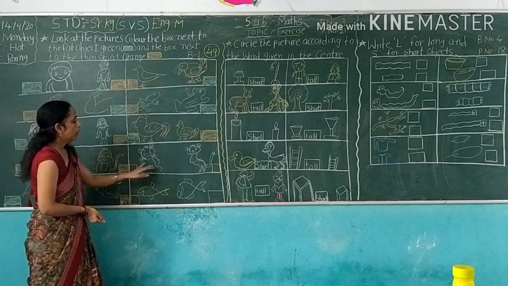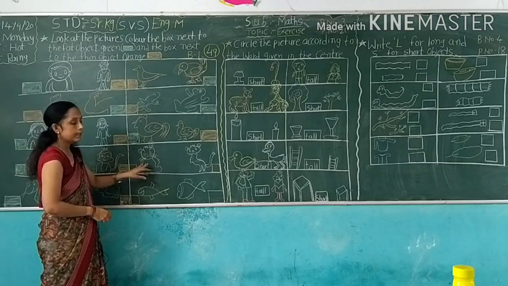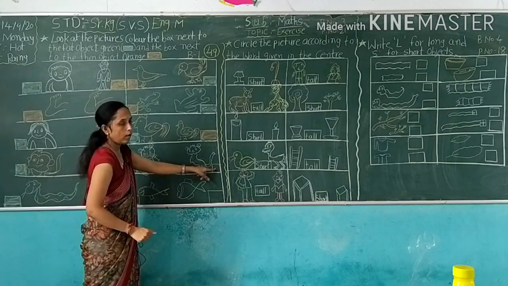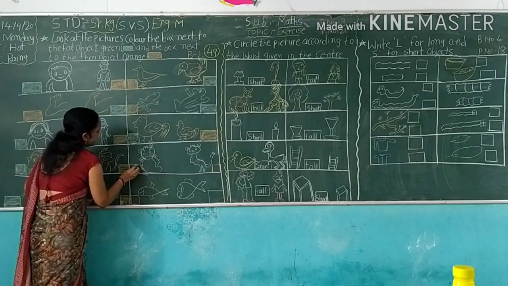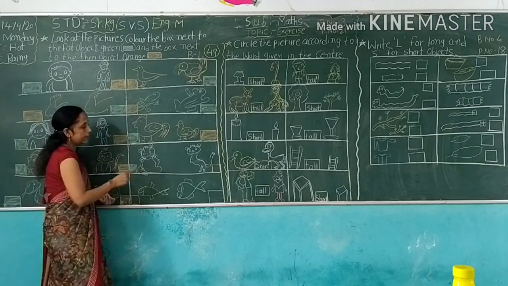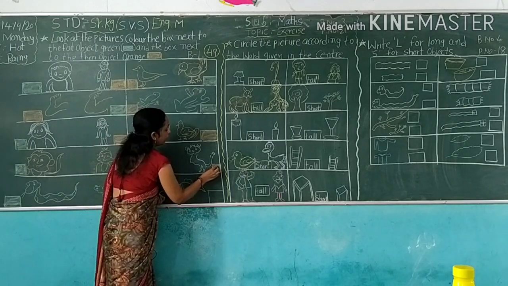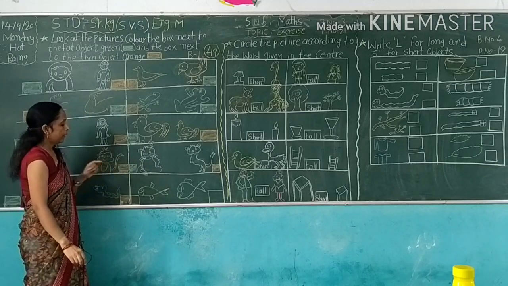Here I drawn two objects. So which object is fat? This cat is fat and this thin. So here color in orange and here color in green, okay? This cat is fat and this cat is thin. So here color in orange and here color in green.